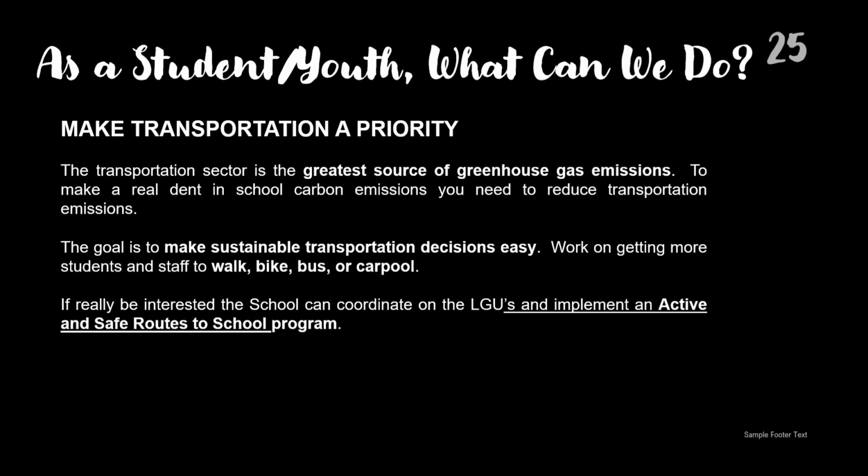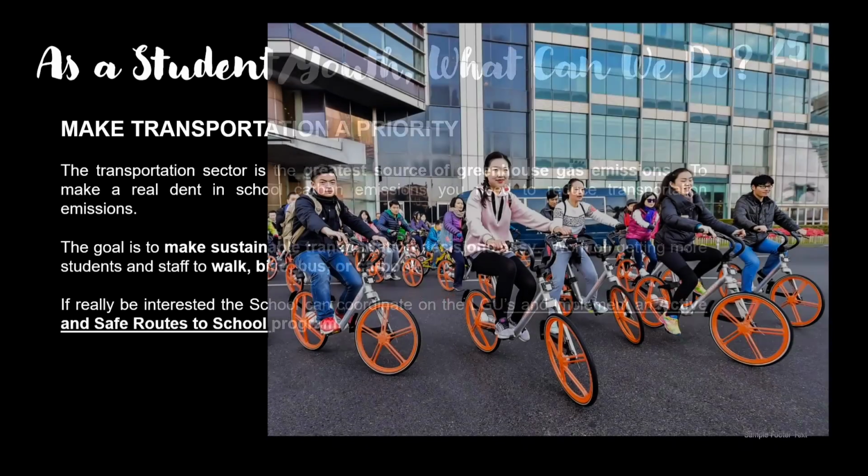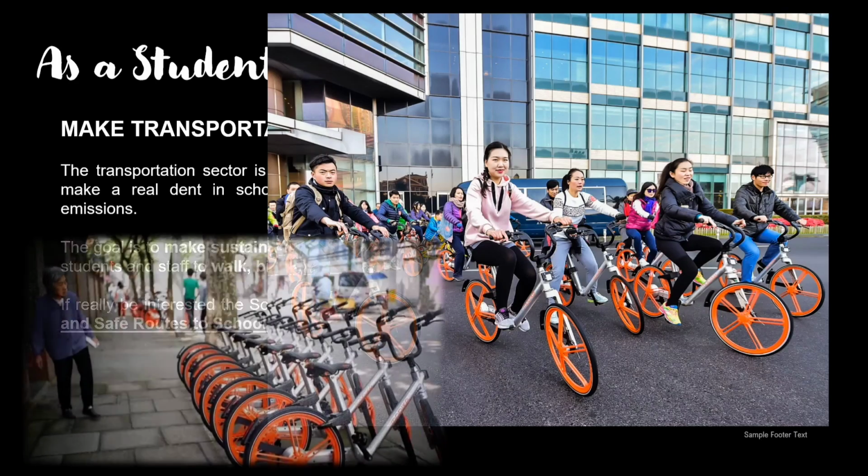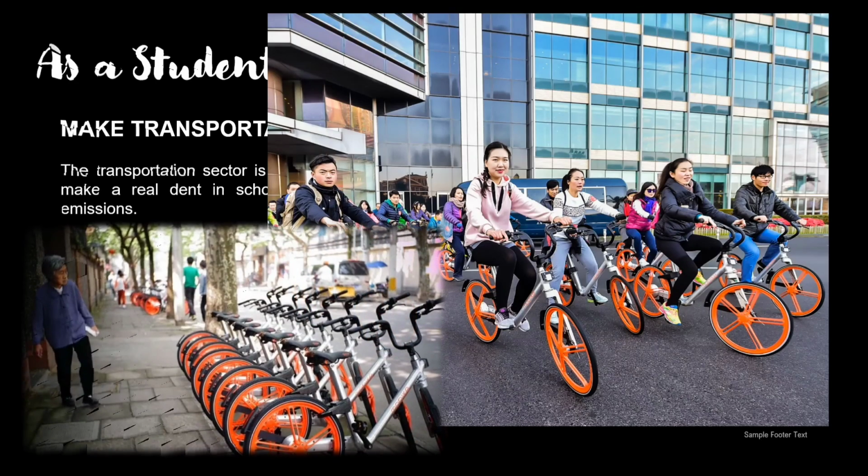Make transportation a priority. The transportation sector is the greatest source of greenhouse gas emissions. To make a real dent in school carbon emissions, you need to reduce transportation emissions. The goal is to make sustainable transportation decisions easy. Work on getting more students and staff to walk, bike, bus, or carpool. If really interested, the school can coordinate with the LGUs and implement an active and safe routes to school program.